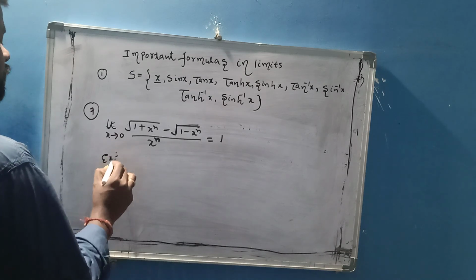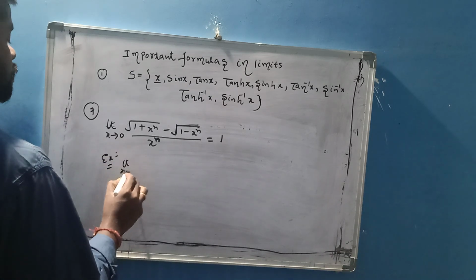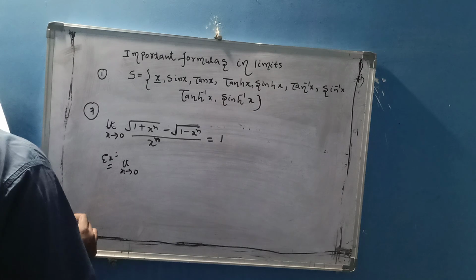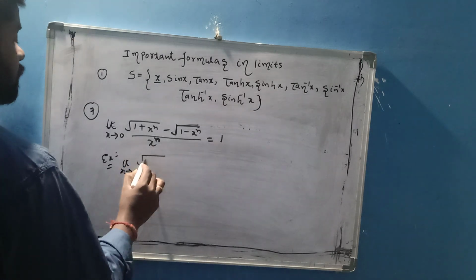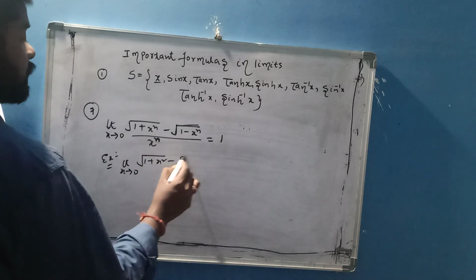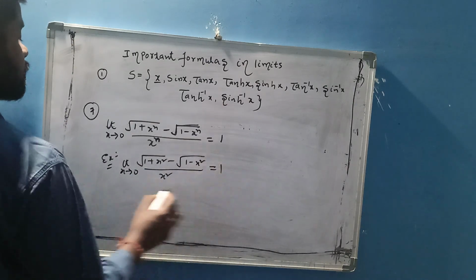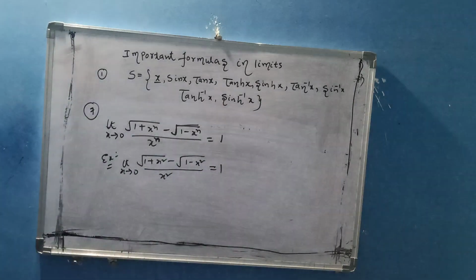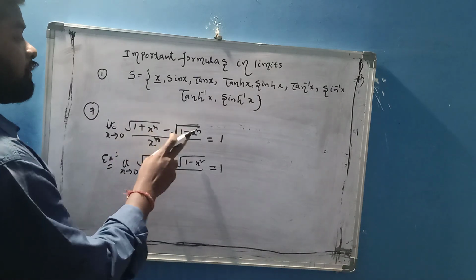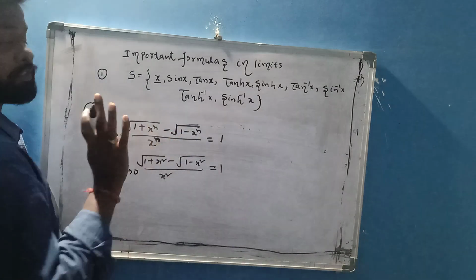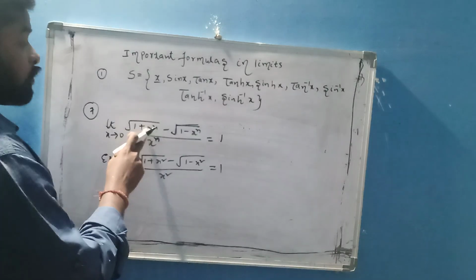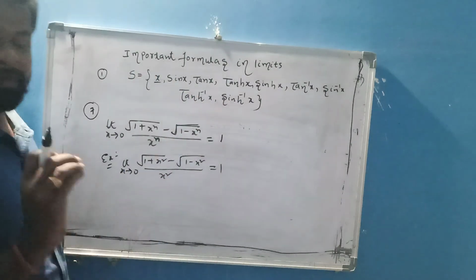Example, limit x tends to 0, root of (1 plus x square) minus root of (1 minus x square) by x square. That answer is 1. Okay, like this, if any problem is there, directly. Here powers are the same: x square, x square, x square. Powers are the same in the root, therefore the answer is simple, 1 only.